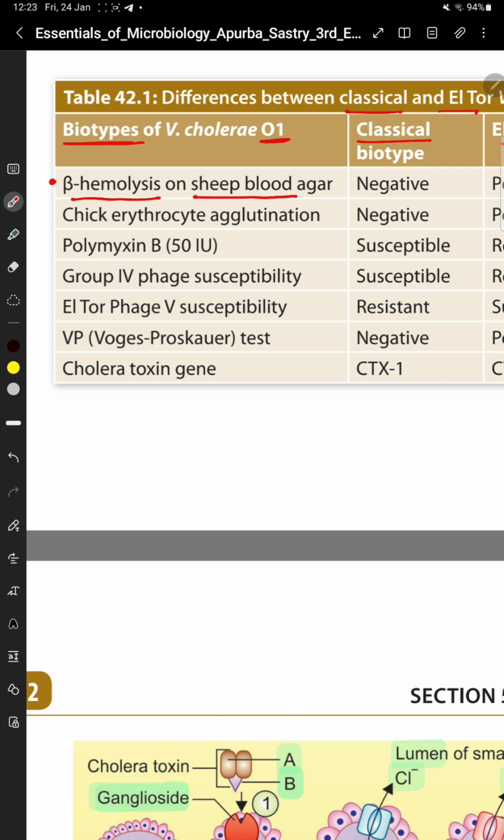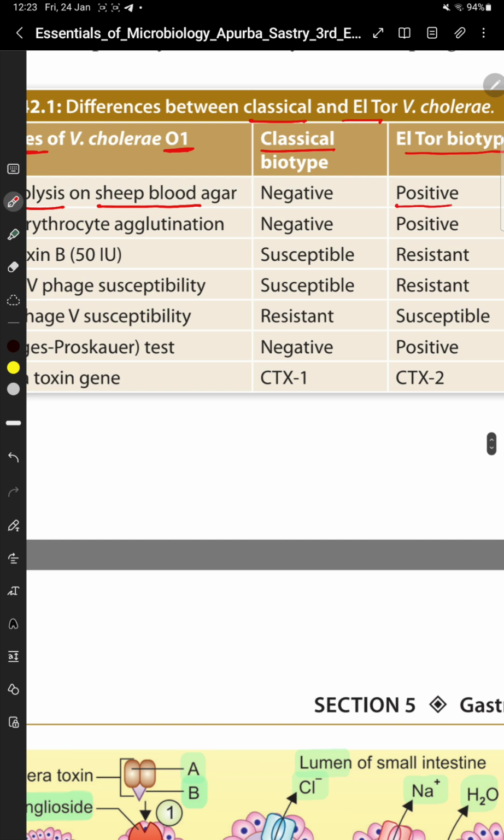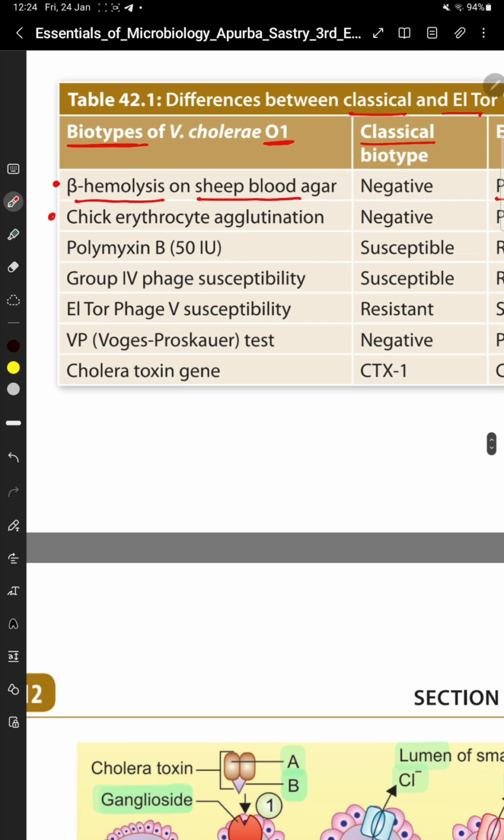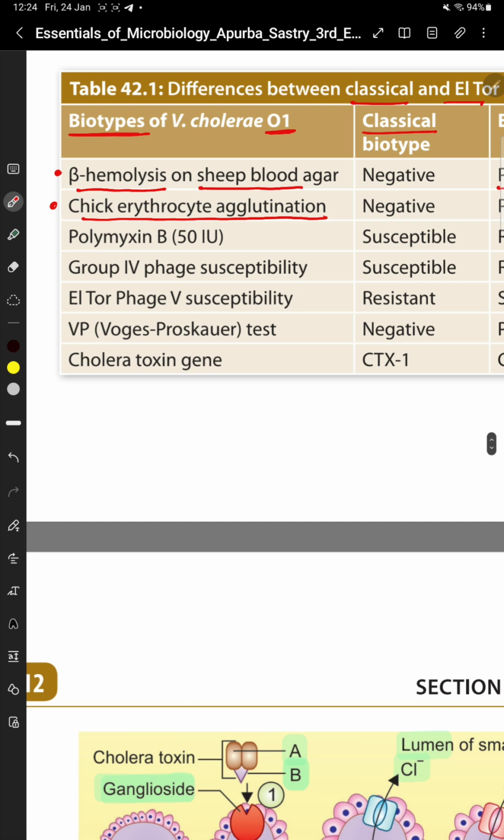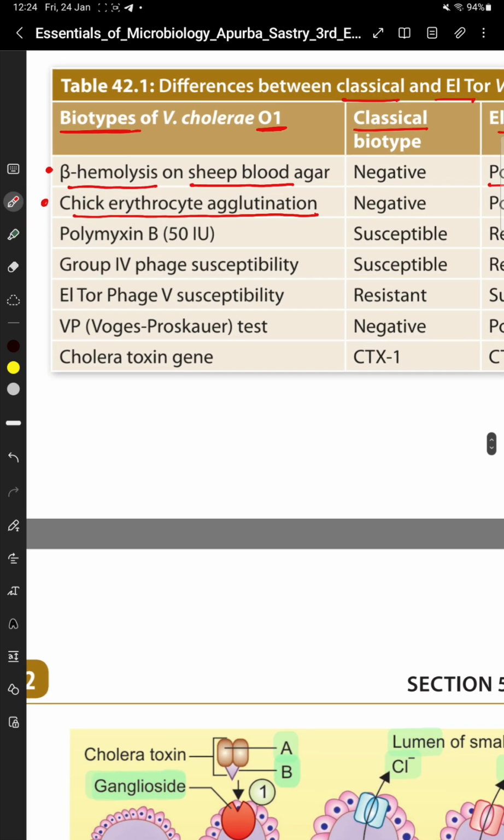It is negative for classical biotype and positive for El Tor biotype. Second, chick erythrocyte agglutination, negative for classical, positive for El Tor. So El Tor biotype is positive for beta hemolysis on sheep blood agar. It produces beta hemolysis on sheep blood agar, and also it's positive for chick erythrocyte agglutination. And beta hemolysis on sheep blood agar and chick erythrocyte agglutination is negative for classical biotype.